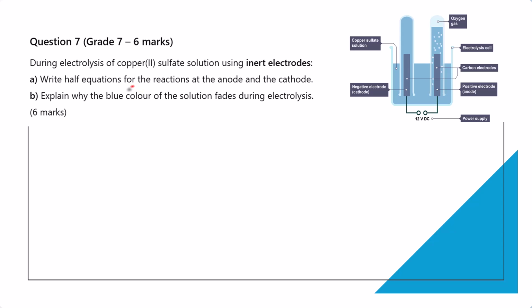All right, so let's have a look. Copper sulfate is CuSO4. Copper has got a charge of +2. It loses 2 electrons. Sulfate ions are always -2. We need to know this.